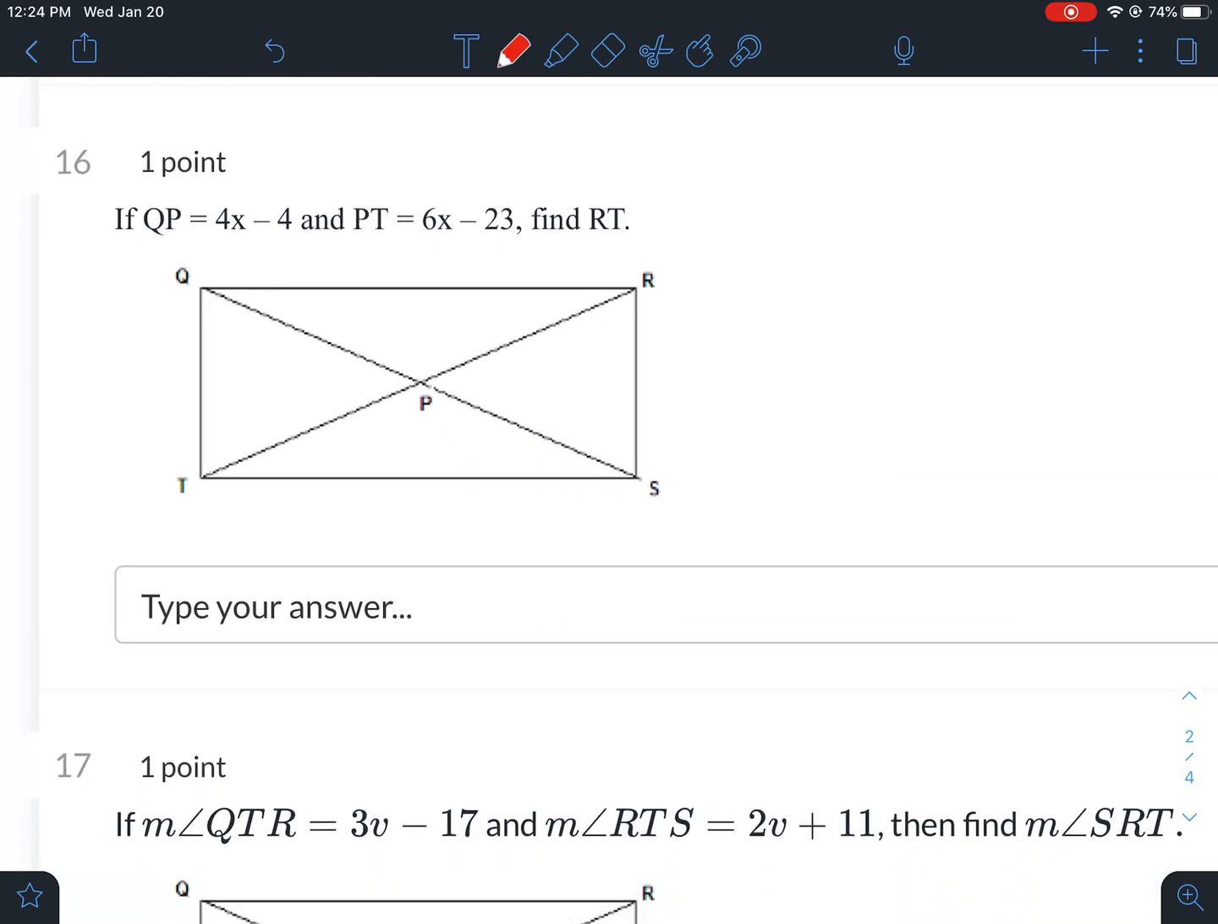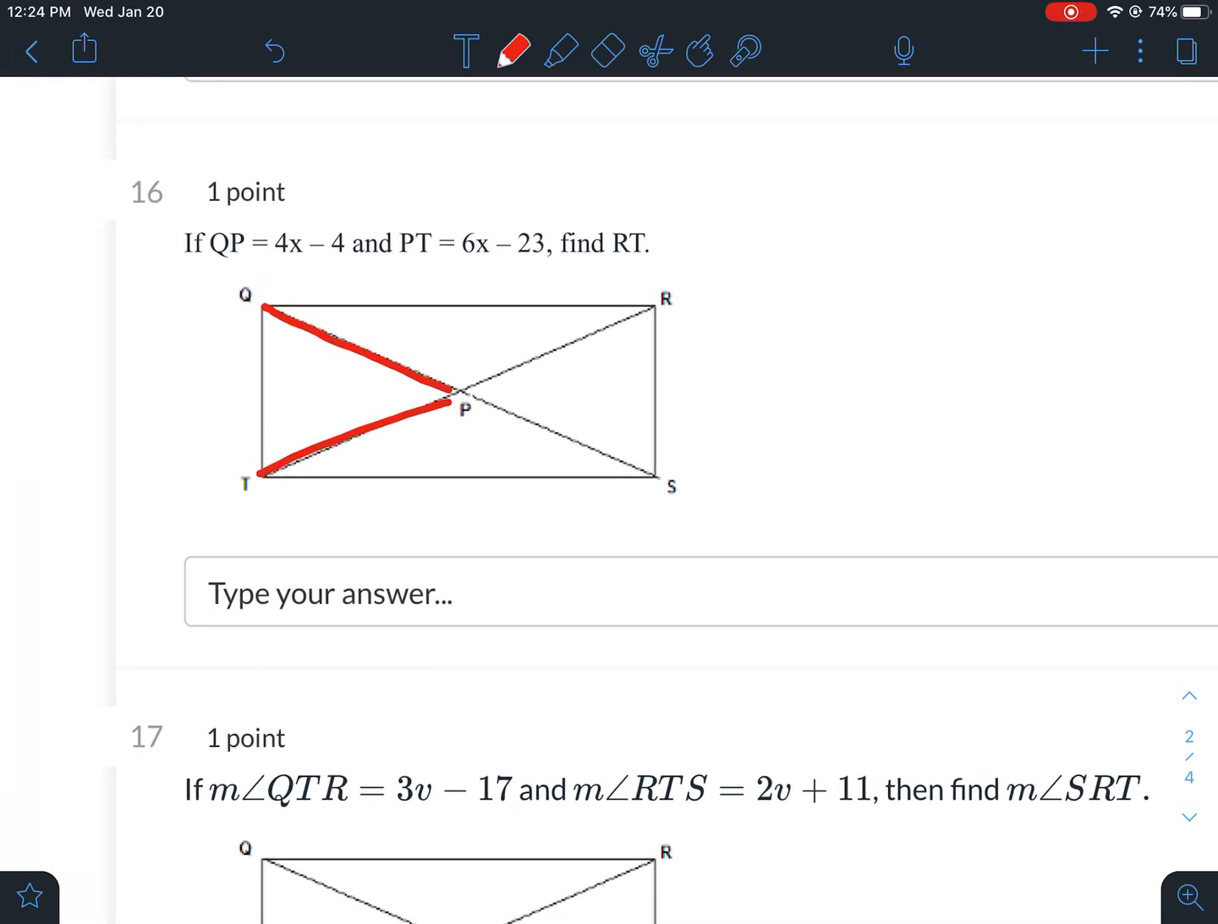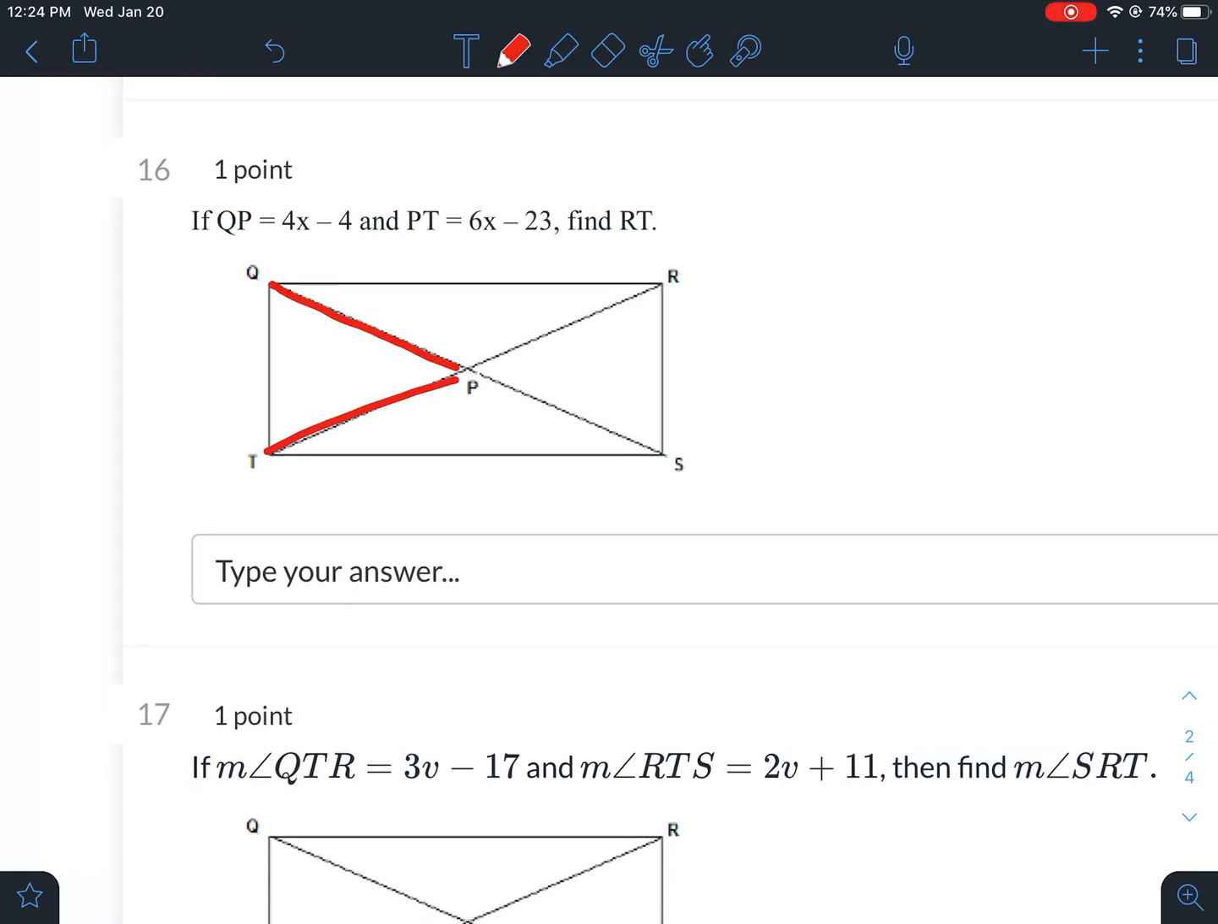16. So this appears to be a rectangle. It is telling us QP and it's telling us PT. And they want us to find RT. Alrighty, so for this one, we're going to go ahead and set up our equation. So we are going to do 4x minus 4 equals 6x minus 23. Because this is a rectangle, our diagonals are equal, which means that is equal to that.